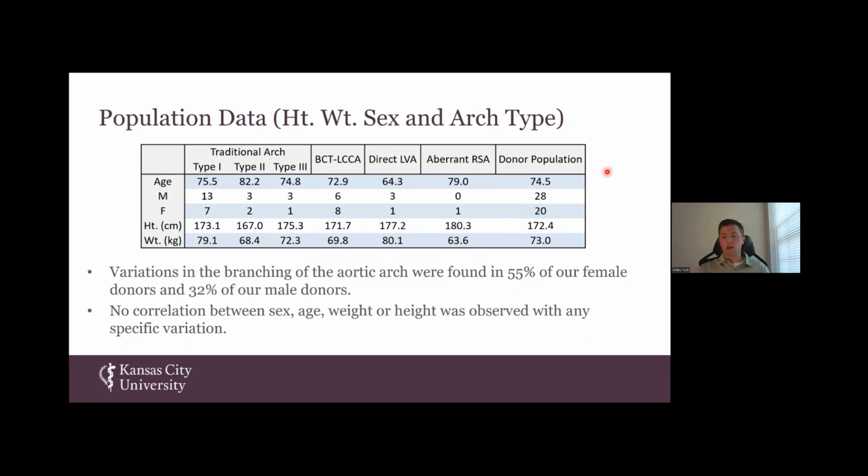So looking at our donor population, the average age of the sample I used was 74.5 years old. We had 28 males and 20 female cadavers. And then you can see the height and weight distribution for each of the groups, and you can see the distribution of male and female as well. So variations were slightly more common in our female group at 55%, and than our male group, which was 32% of our male donors. But no correlation between sex, age, weight, and height was observed for any specific variation or subtype.